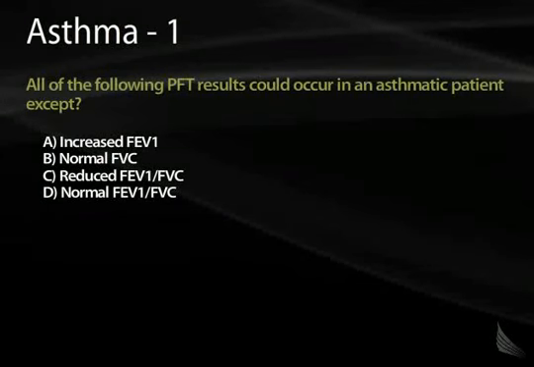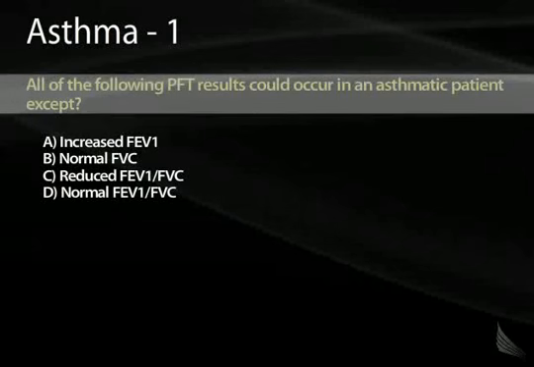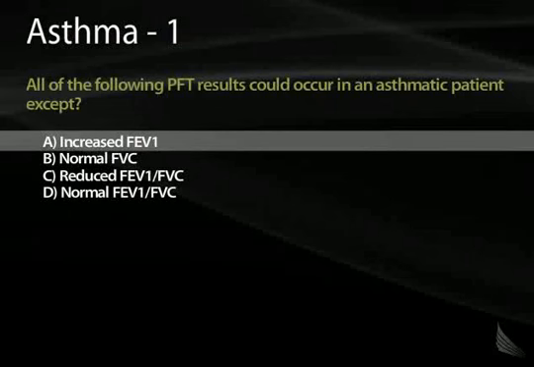Let's do a question. All of the following PFTs could occur in an asthmatic patient, except... The correct answer here is A. Patients with asthma can have normal PFTs in between episodes of flare. Therefore, they could have a normal FVC. B, they could obviously have a reduced FEV1 to FVC if they were in a flare, or they could have a normal FEV1 to FVC as in the case of D. A is the correct answer, and we would not expect a patient with asthma to have an increased FEV1.